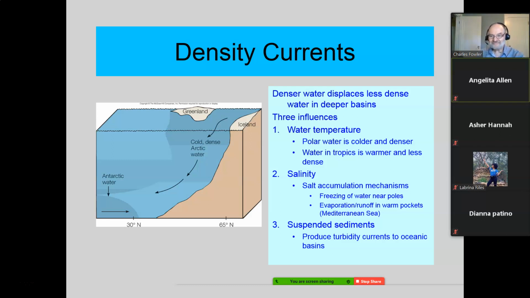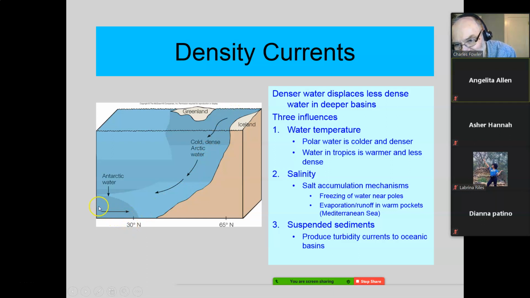Okay, now this is showing Iceland here, Greenland there. We know they're fairly close to each other in the North Atlantic. And there are currents, we know, coming down from the Arctic. This is cold, dense Arctic water. Now that's located at 65 degrees north. That's way up there. Getting close to the Arctic Circle. The Arctic Circle is at 66.6, so you're getting close to the Arctic Circle here. Not there yet, but close. Cold, dense Arctic water coming down.